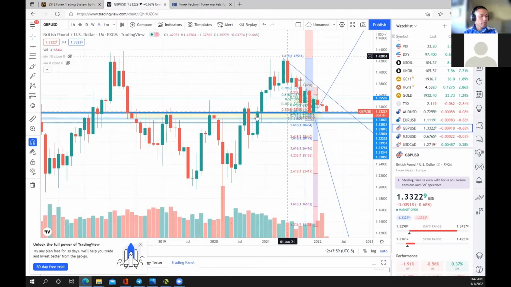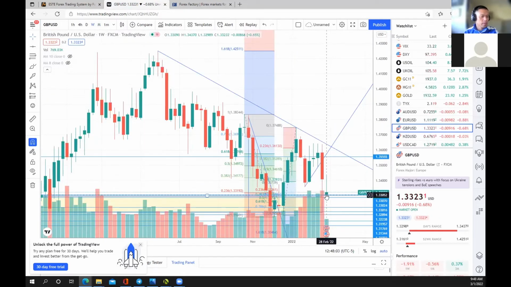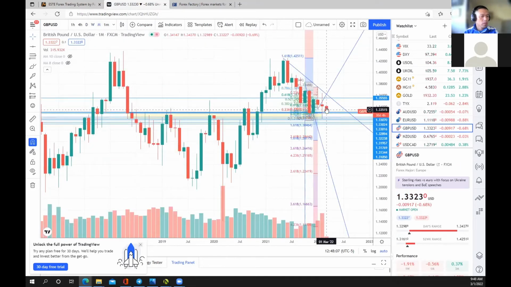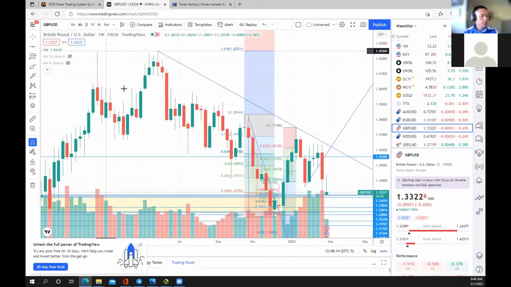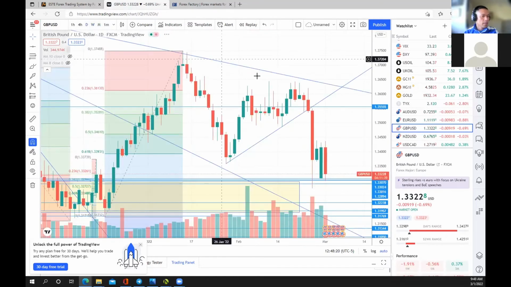Supply breaking out, currently at demand. Weekly time frame. Is it stabilizing on a monthly basis or no? It stabilized last month, but right now it is filling that gap. Weekly time frame is filling also that lower shadow through there. Daily time frame, back to demand. Okay, so that's basically the pound.